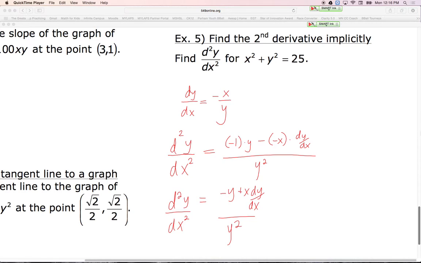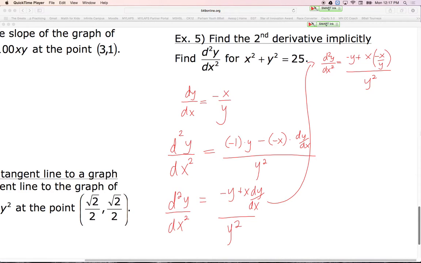So what we're going to do is come up here. Ready? We're going to have d squared y over dx squared. It's going to be equal to negative y plus x times, what is dy dx? That's your first substitution. That's the one you'll always be able to make.